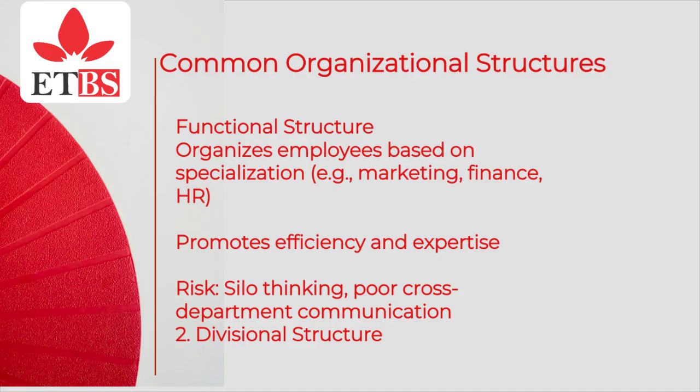5. Network structure. Core firm outsources functions to other organizations. Highly flexible, cost-efficient. Coordination and control become challenging. 6. Flat versus tall structures. Tall, many layers of hierarchy, centralized decision-making. Flat, fewer levels, decentralized authority, and increased employee autonomy.